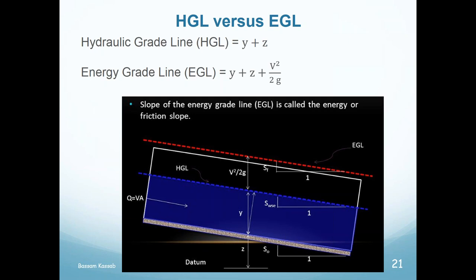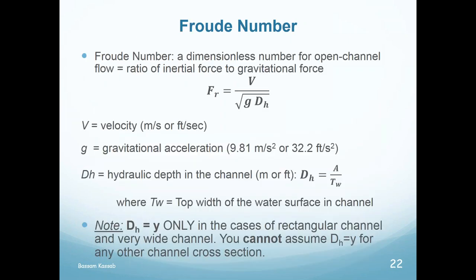Thank you, Robert. So I'll move on to the next concept, which is the Froude number. Froude number is an important dimensionless number that we use in open channel flow. If you know about pressurized flow, you know that you use Reynolds number. That's only for pressurized flow. For open channel flow, you only use Froude number. And it's defined by the ratio of inertial force to gravitational force. It comes down to a simple equation, which is the ratio of velocity to the square root of g, which is gravitational acceleration, times the hydraulic depth.